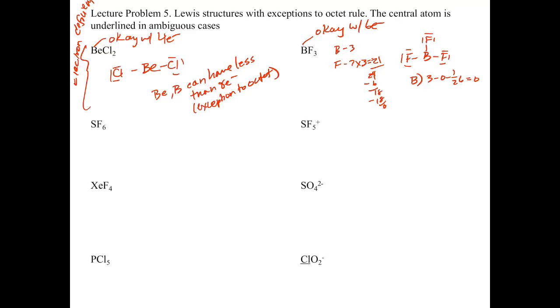We'll do something like SF6. This is a good example. So sulfur brings 6 electrons to the party. Fluorine brings 7, and there's 6 of those. So 7 times 6 is 42. This is going to give us a grand total of 48 electrons. When we draw this structure, we're going to draw S with 6 F's around it.